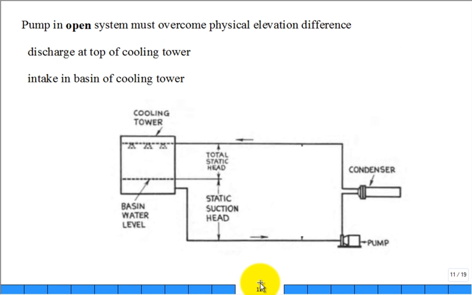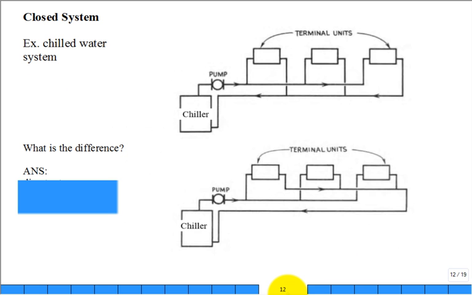Pump in an open system, remember the classic open system is for a cooling tower loop, has to overcome the physical elevation difference between the discharge at the top, this is where you're going to be discharging at the top, and the intake at the basin. So let's say the pump is right here, but it also has to lift it, that elevation, and spit it out the top. Now let's talk about closed system.